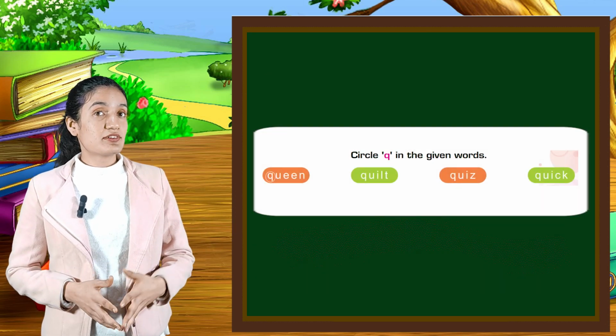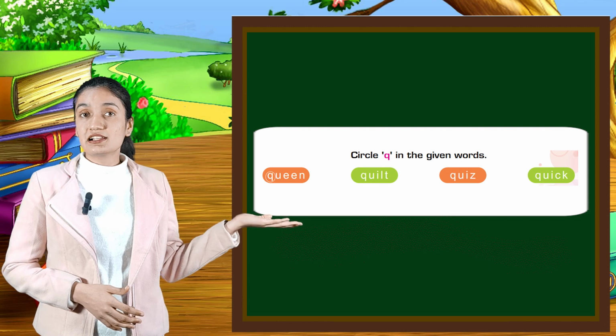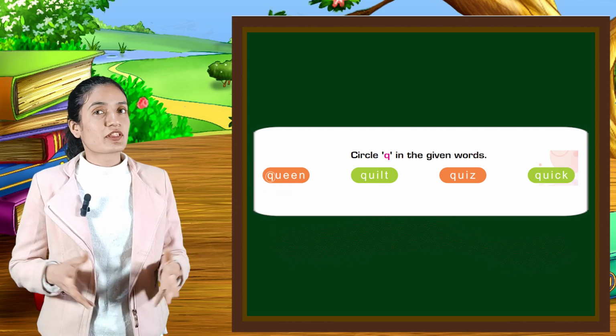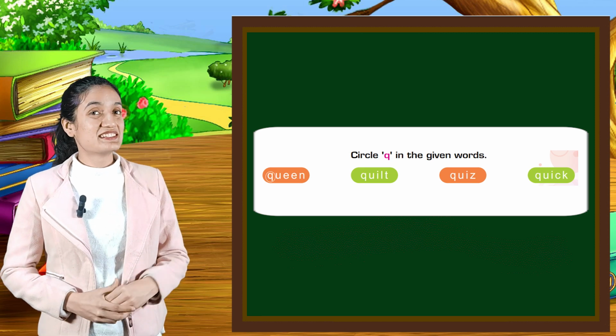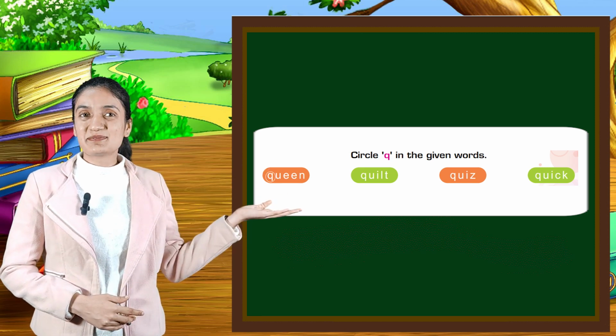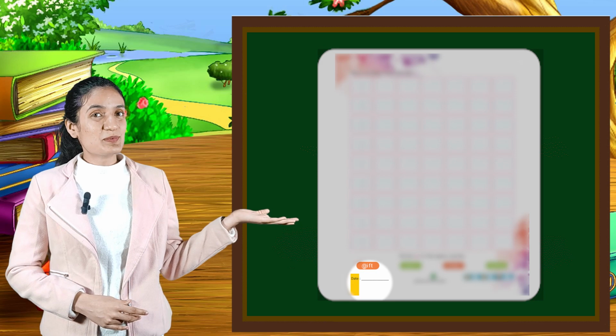Circle Q in the given words. Queen, quill, quiz, quick. So kids, can you find Q in these words? Good. Find them and circle them. Mention the date in your notebook.